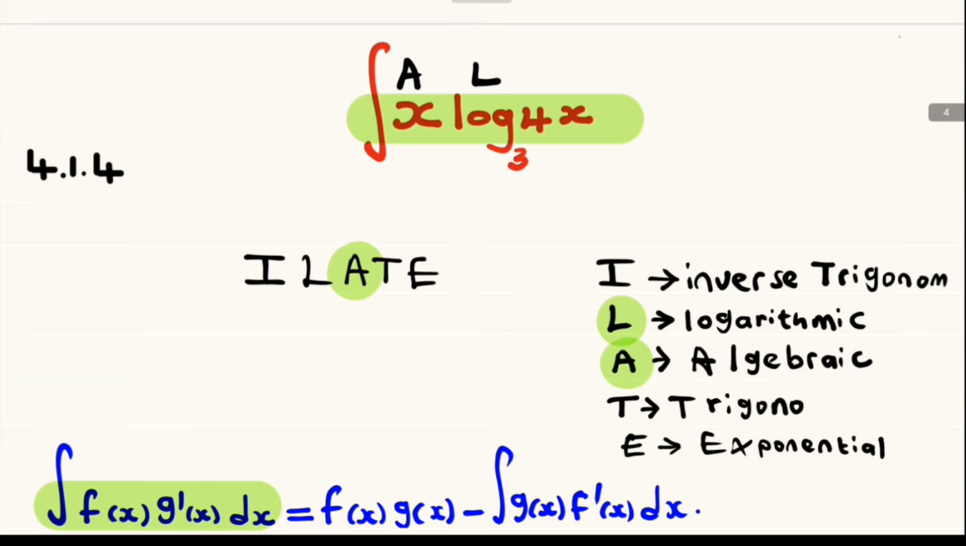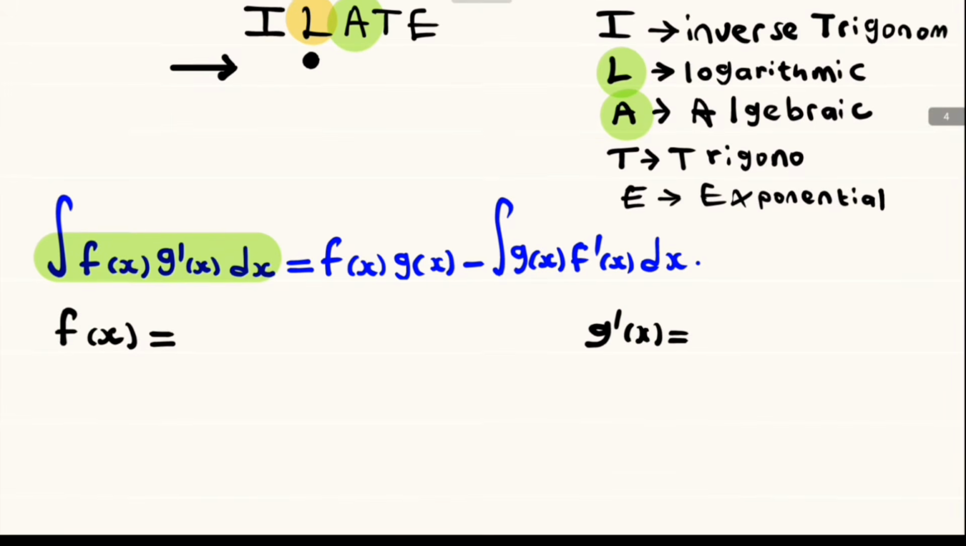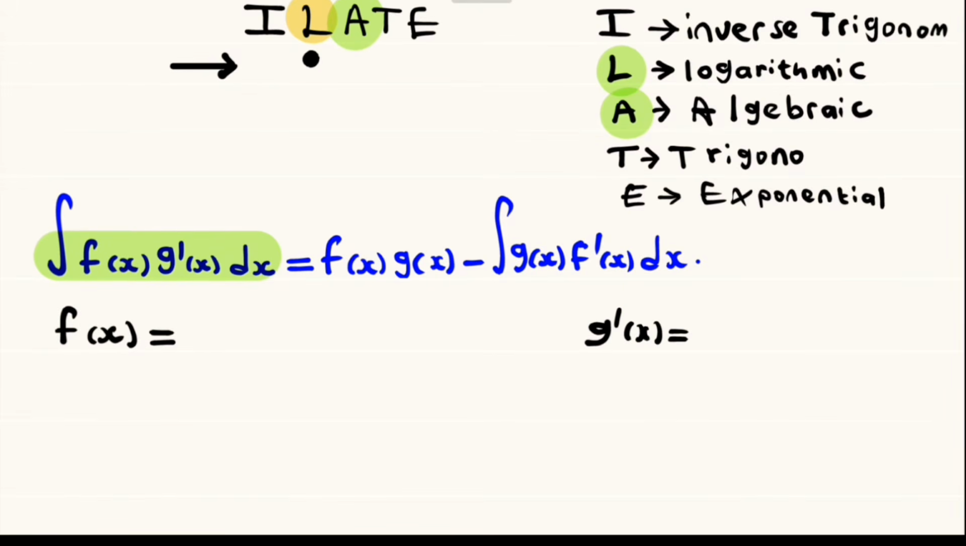So the letter L represents the logarithmic function, and on the list we have that L. So the first letter that we come across going to the right will be the f of x, and the L is the first letter. So that first letter L represents the log of 4x base 3, which will be the f of x. And the g prime of x will be equal to x.